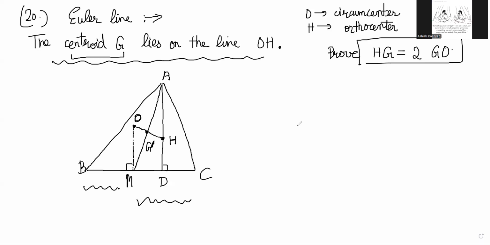M is midpoint of BC, D is foot of the A altitude, G dash is intersection of AM with OH. It would be done if you can prove that G dash is centroid, right? This is the line passing through BG dash, if it bisects AC, then it's over.